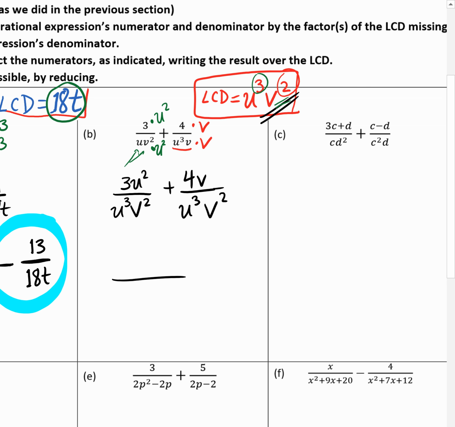So now I can add these guys together, and like we said before, the denominator will not change. He's going to stay exactly the same. But I'm going to add their numerators. 3u squared plus 4v. Well, they're not like terms, so really the best I can do is write them together in one fraction.